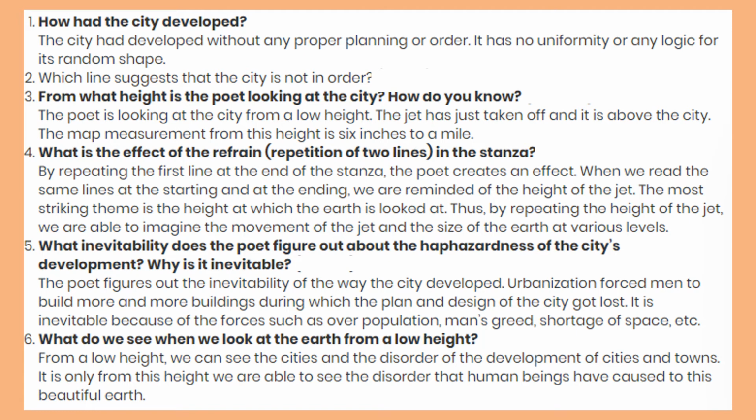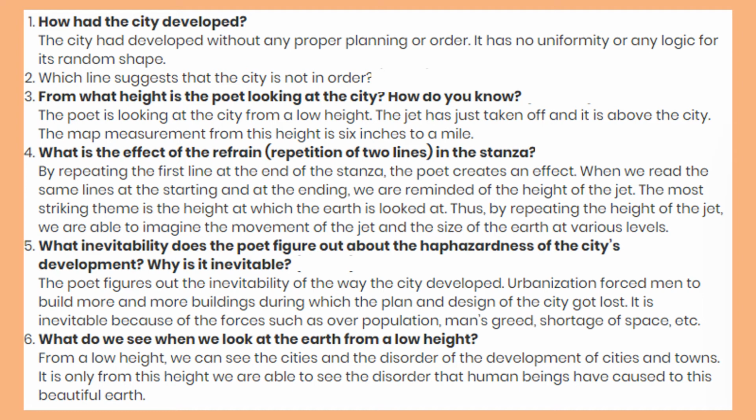Then, what inevitability does the poet figure out about the haphazardness of the city's development? Why is it inevitable? The poet figures out the inevitability of the way the city developed. Urbanization. Do you know the meaning of urbanization? It means city life. Cities are called urban areas. So urbanization forced men to build more and more buildings, during which the plan and design of the city got lost. And it is inevitable because of forces such as overpopulation, greed, shortage of space, etc.